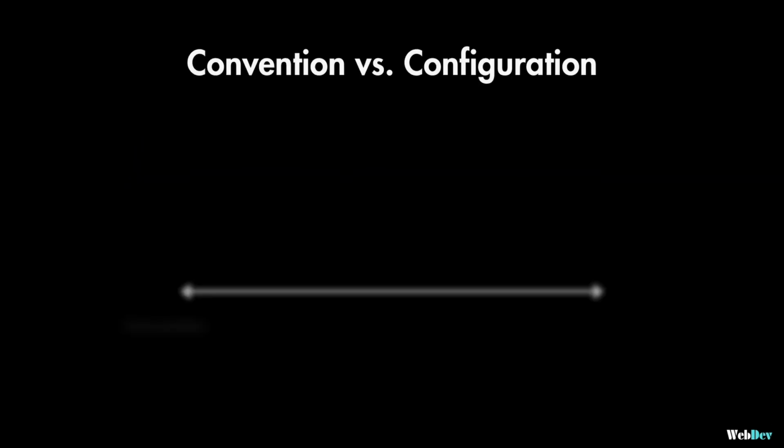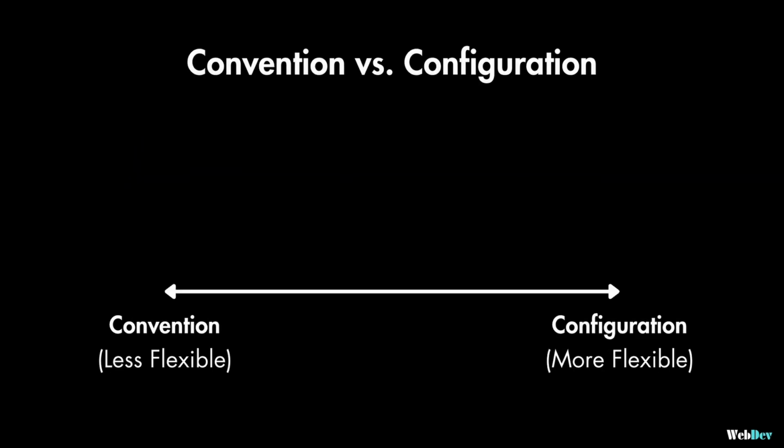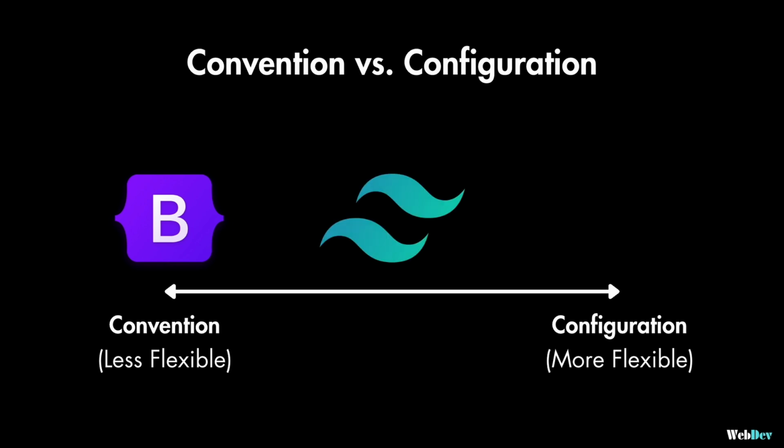And if you imagine a spectrum where one end represents high convention but less flexibility, and the other end represents high customization but requires more configuration, Bootstrap would be on the far left of this spectrum. It provides a quick and easy way to build standard layouts and styles, but it is less flexible. And Tailwind CSS would be somewhere in the middle. It offers a balance of predefined utilities and also customization options. And pure CSS would be on the far right. It gives you the complete freedom of designing your websites, but it requires you to build everything from scratch.